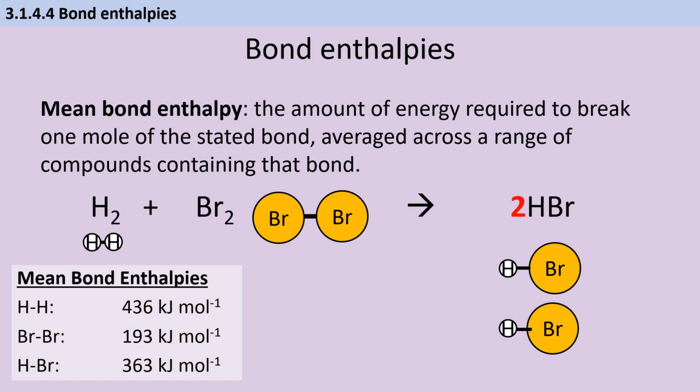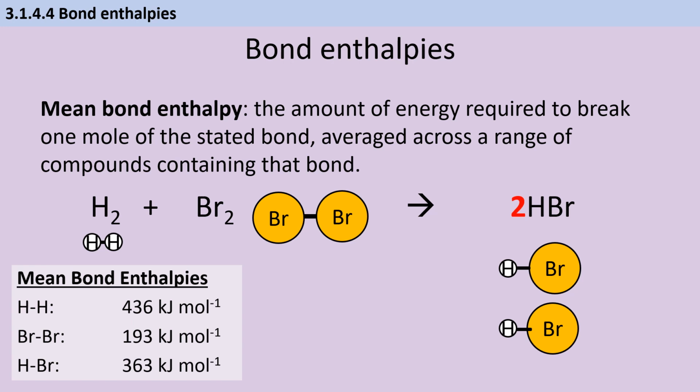There isn't actually one gold standard value for how much energy it takes to break a carbon-oxygen bond or a nitrogen-hydrogen bond. It depends upon the context of the rest of the molecule and what else is going on. So when we define mean bond enthalpy, this is the amount of energy required to break 1 mole of the stated bond, because it's a standard enthalpy change, but it's averaged across a range of compounds that contain that bond, because it will be different.